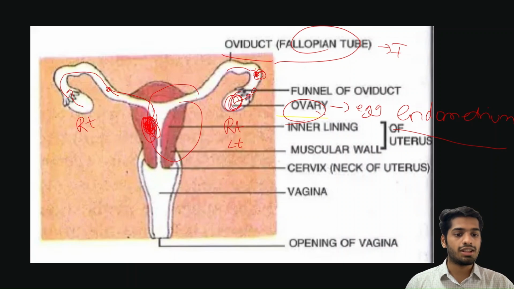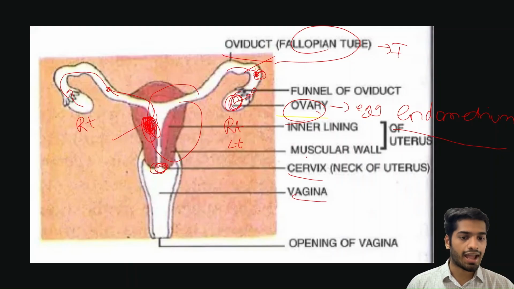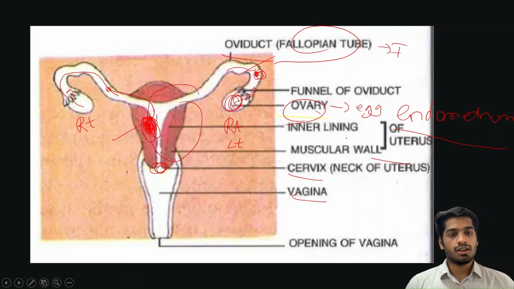So we are done with the ovaries. After that, we have done with the fallopian tube. Now we have completed the uterus, the site for implantation, as well as the site for the development of the embryo or the fetus. After that, there is a very small narrow opening which is known as the cervix. So the cervix is present between the vagina and the uterus.